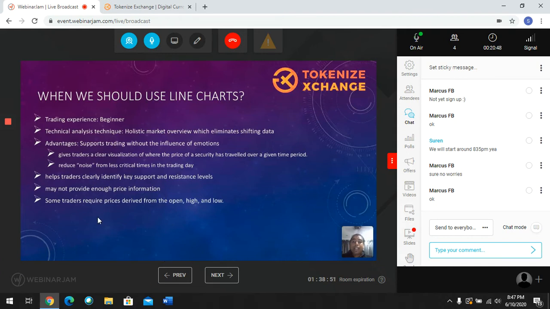Some traders require price derived from open, high, and low. That's what I meant. The noise is this, the open, high, and low. So when you don't have the open, high, and low, your emotions are pretty much tied to the closing price. So you know that 1 hour ago the price closed at this, and now at its current point it's going down. Okay, fine, no problem. So what if it's going up? Okay, fine, it's going up. Let's see what's going to happen next. So yeah, that's it.